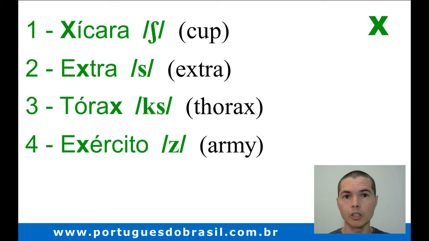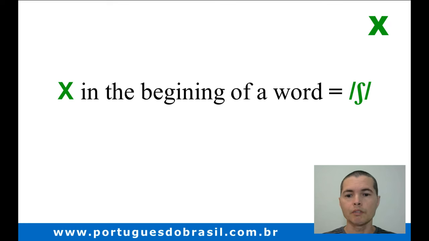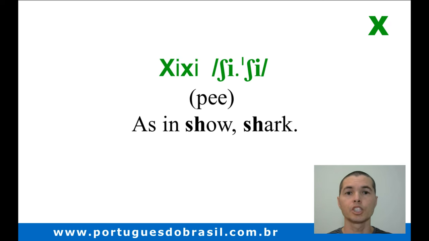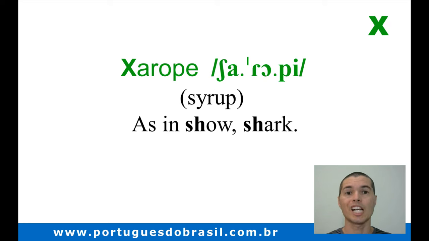Let's take a closer look at each one of them. X will always have the sound sh, sh, in the beginning of a word. Examples: xícara, xixi, xarope.